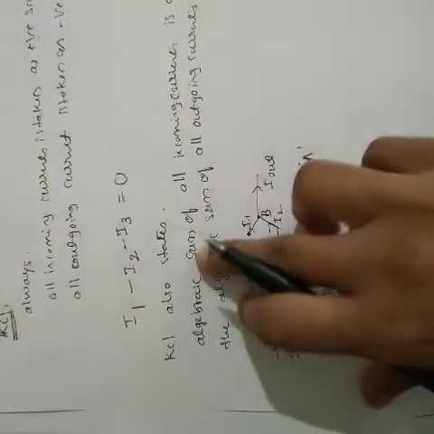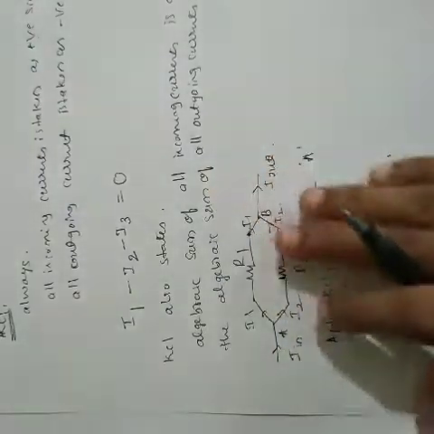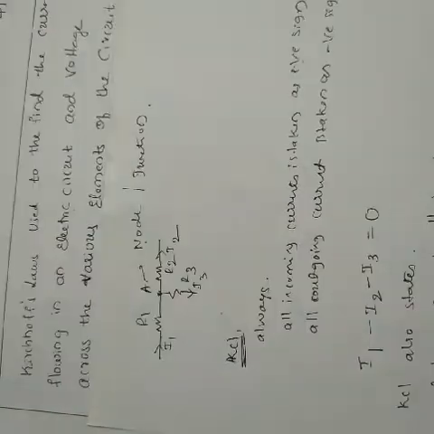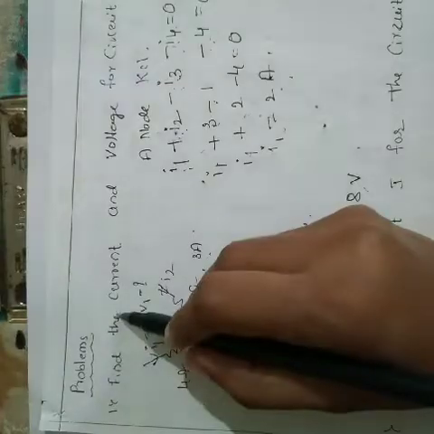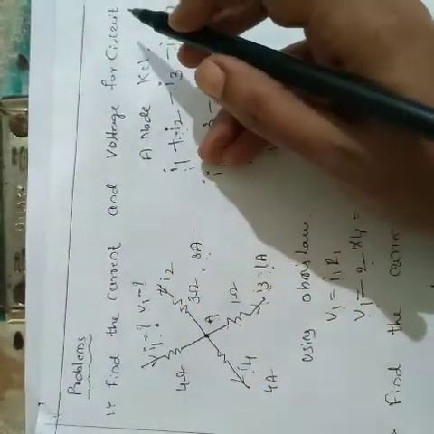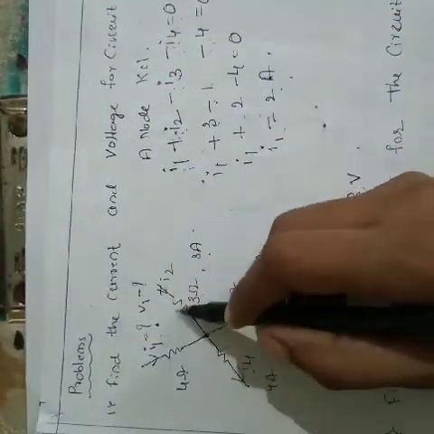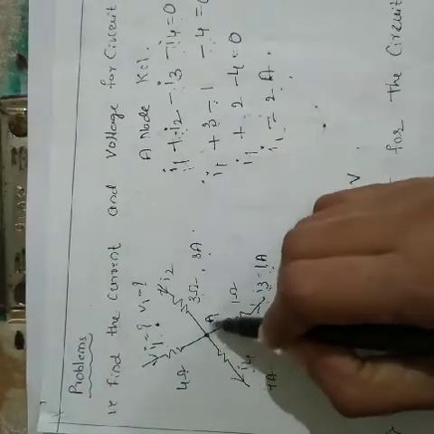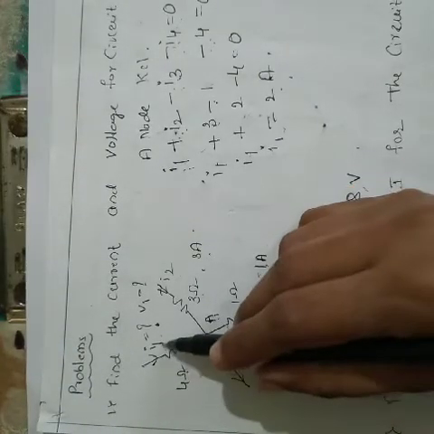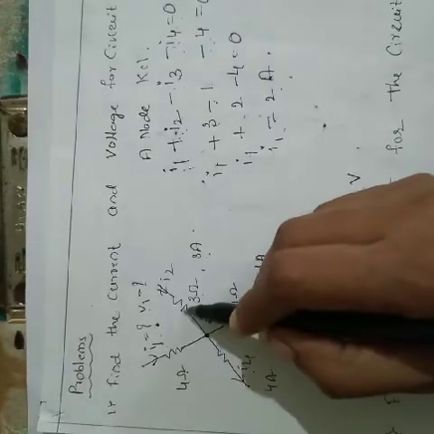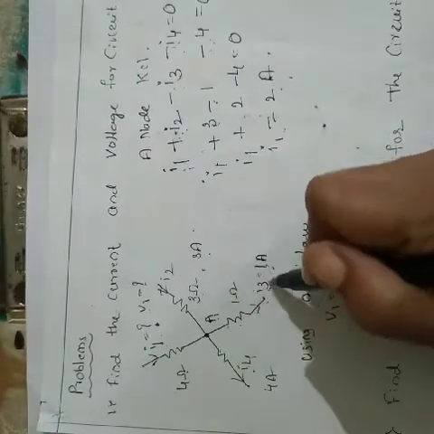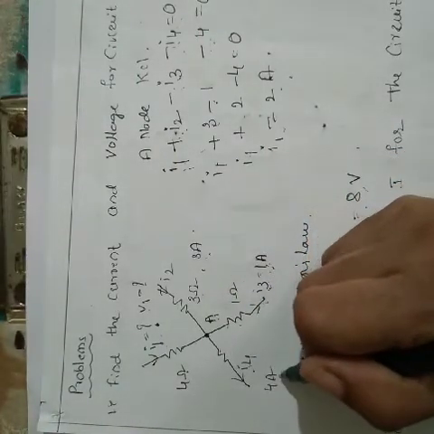This is also the statement of KCL. KCL states that the algebraic sum of all incoming current is equal to the algebraic sum of all outgoing current. On this concept, there are some problems. First problem: find the current and voltage for the circuit. Here, four resistors are meeting together at one point, called a node. Find the current I1 and V1. They are given: I2 value is 3 ampere, I3 value is 1 ampere, I4 value is 4 ampere.